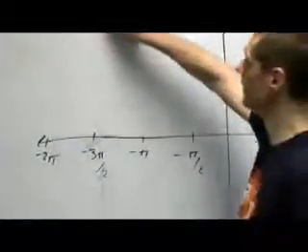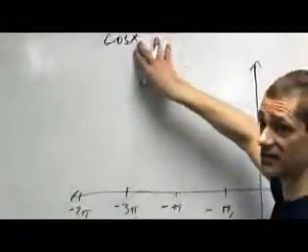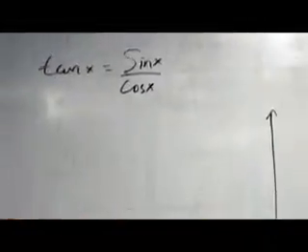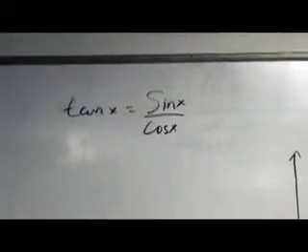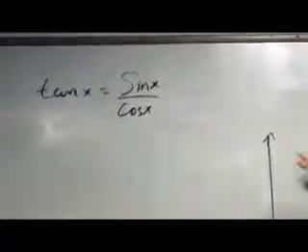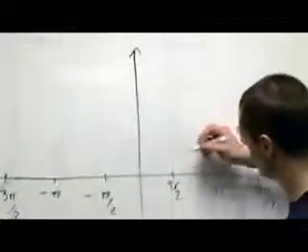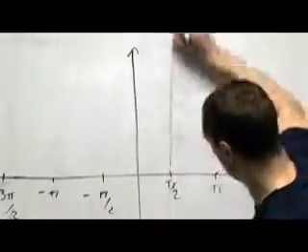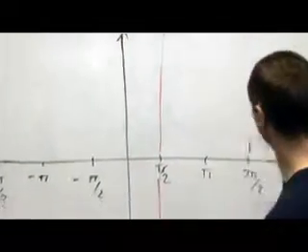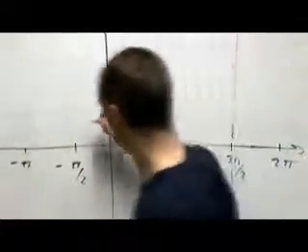Okay, so we know that we have to be worried about where cosine x is 0, and these will be asymptotes of the function, and I'll put them in red. We know cosine x is 0 at pi over 2, negative pi over 2, negative 3 pi over 2, positive 3 pi over 2. I'm just going to draw them in. So the function cannot touch these lines.